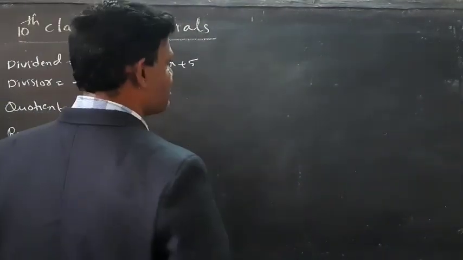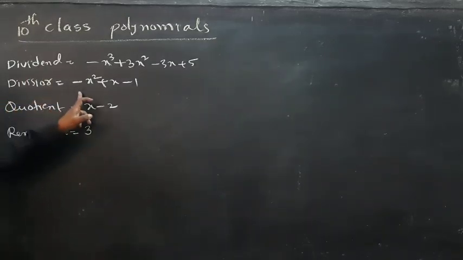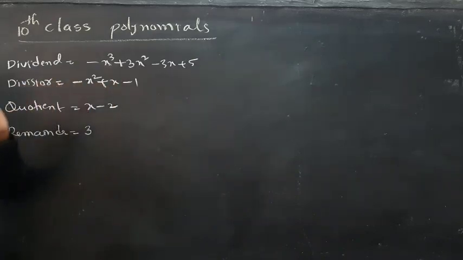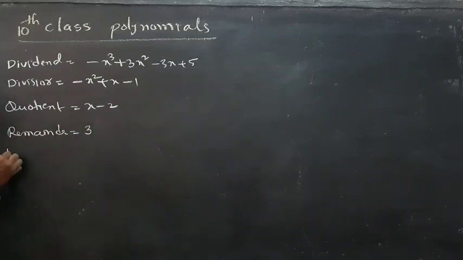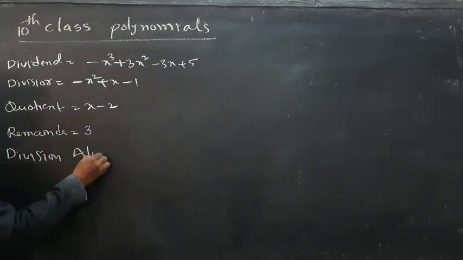So now, 10th class students, according to the question, what is the dividend? Minus x cube plus 3x square minus 3x plus 5. What is the divisor? Minus x square plus x minus 1. And the quotient is x minus 2, and the remainder is 3. Now you have to verify the division algorithm. First of all, what is the division algorithm?